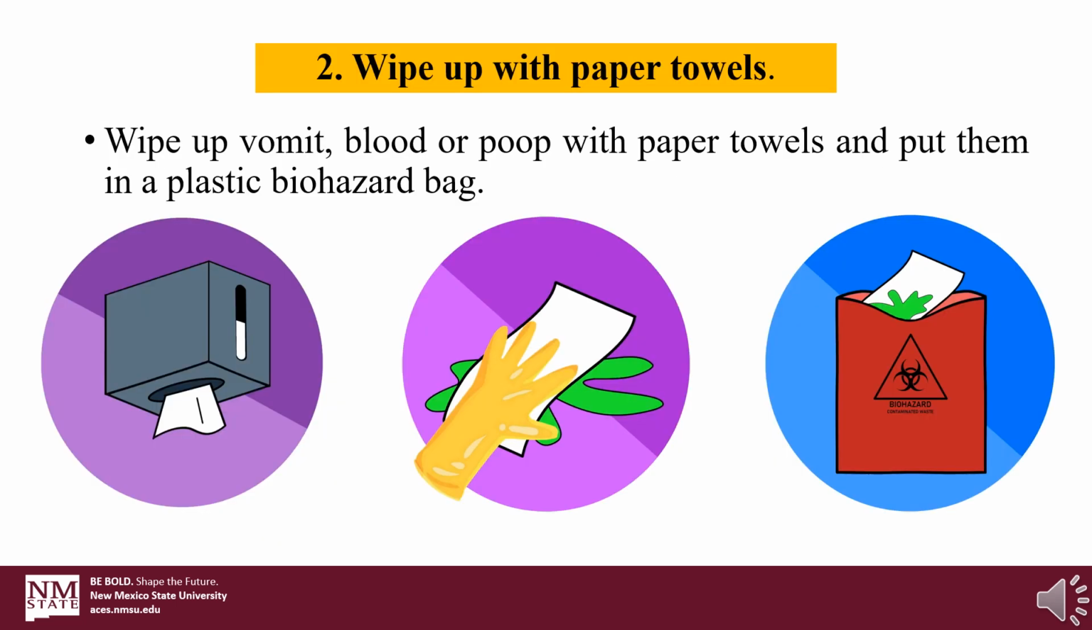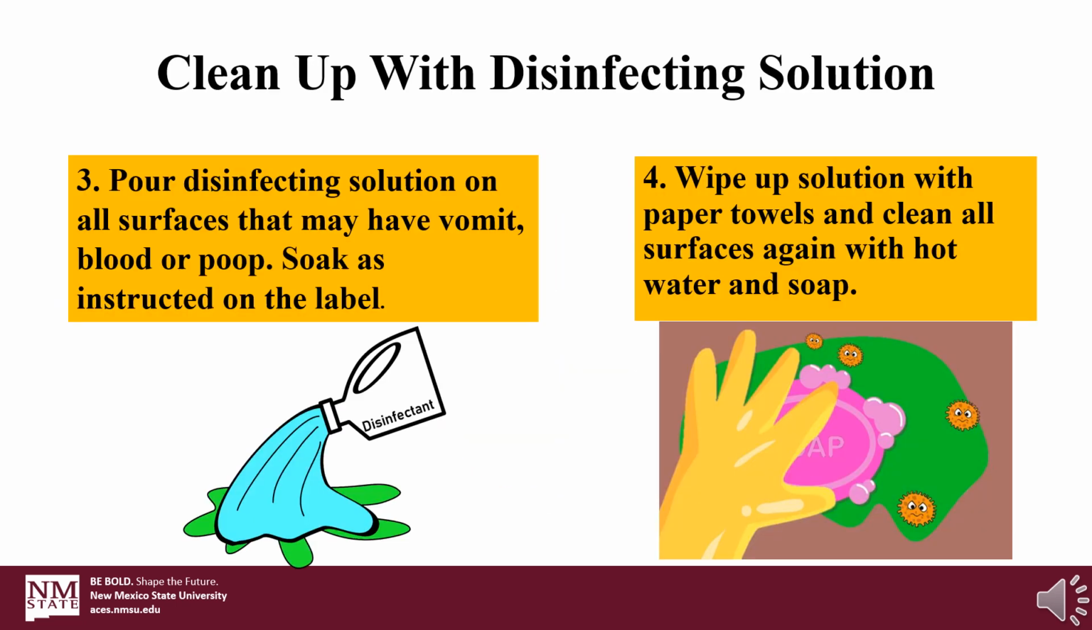Step 2. Wipe up vomit and poop with paper towels and put them in a plastic biohazard bag. Step 3. Pour disinfecting solution on all surfaces that may have vomit, blood, or poop. Soak as instructed on the label. Step 4. Wipe up solution with paper towels and clean all surfaces again with hot water and soap.